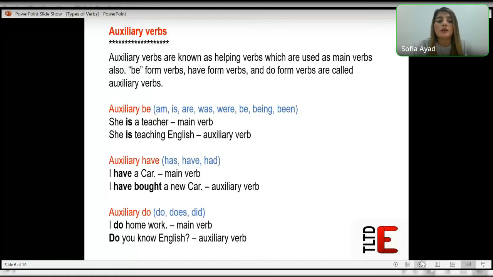Have here is an auxiliary verb for the main verb bought. Auxiliary do, like do, does, did. I do homework. Here do is main verb.